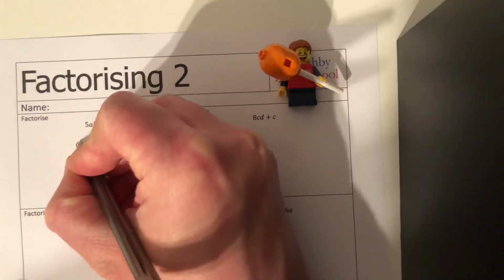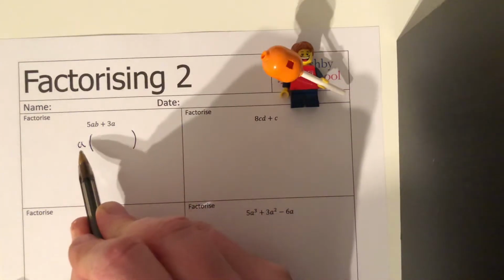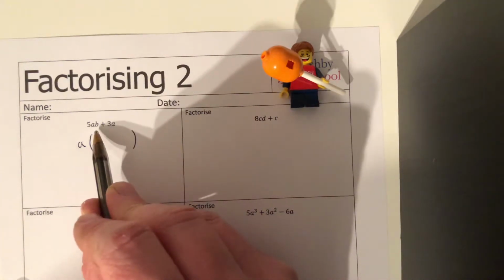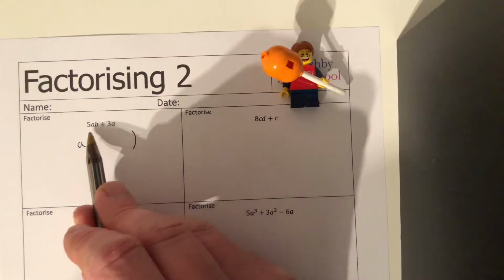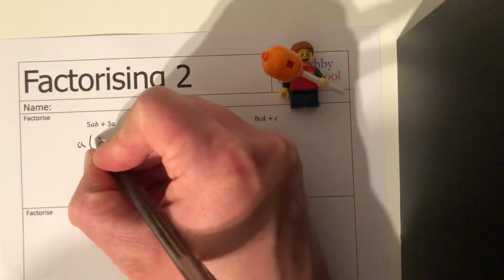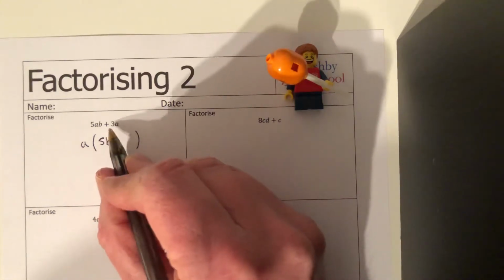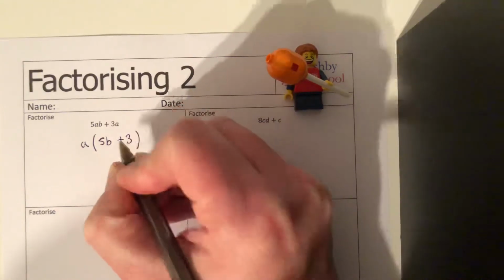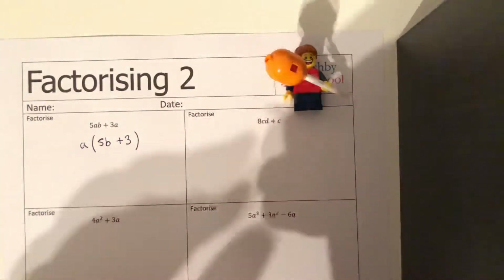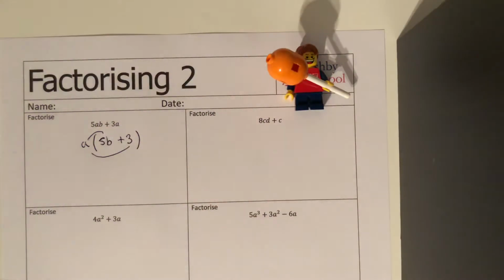If we take the a out, now I put them in brackets and say to myself, what do I times the a by to get to 5ab? Basically, all the rest of it that wasn't an a. So for 5ab, we've taken the a out, we're left with the 5b. Then we've got the 3a here. What do I times a by to get to plus 3a? Well, we've taken the a out, I'm just left with the plus 3. And that's factorisation. If you wanted to, you could then check by multiplying out, expanding the brackets, and you get back to what you started with.